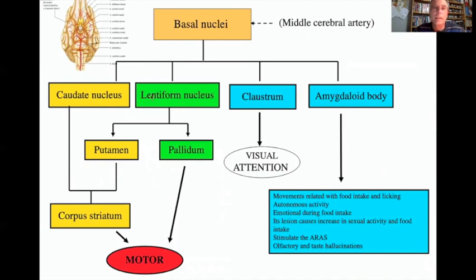Okay, so the basal nuclei are vascularized by the middle cerebral artery and formed by the caudate, lentiform, claustrum, and amygdaloid body. However, the caudate nucleus and the lentiform are related to motor functions as well as behavior. And do not forget that the caudate nucleus plus the putamen form the striated body or corpus striatum.